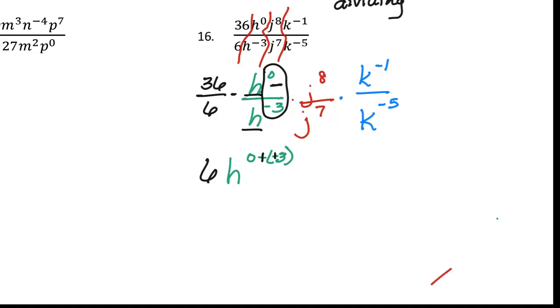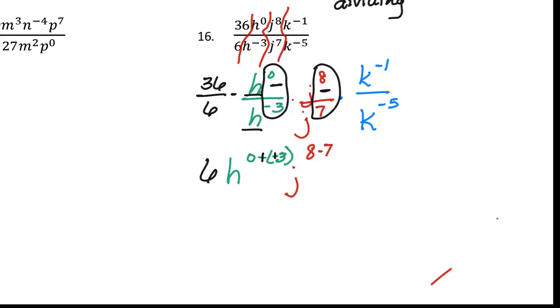All right, so let's look at j. J to the 8th divided by j to the 7th. Same thing. When you divide 2 powers that have the same bases, you subtract. So this is 8 minus 7.